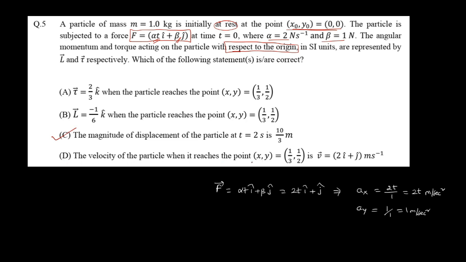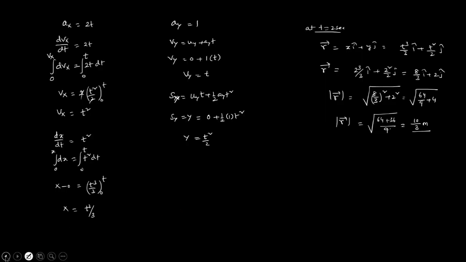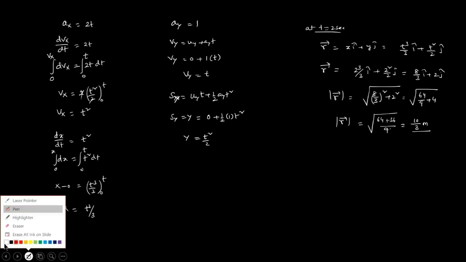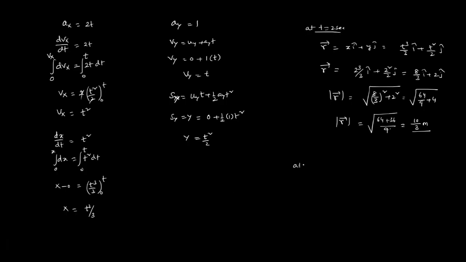Velocity of the particle when it reaches the point x, y, when x is 1 by 3 and y is 1 by 2. Let us check. When the particle is at x value 1 by 3, y value 1 by 2, that means t cube by 3 is equal to 1 by 3. So obviously the time is 1 second. Even if you use the y value, you will get time value 1.